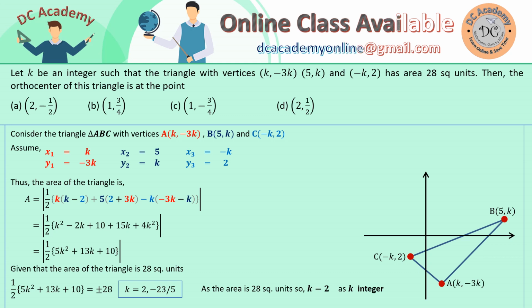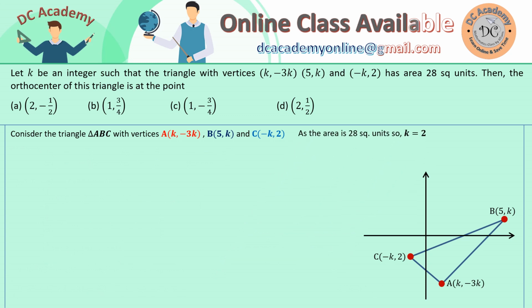So the first step of this problem is solved now. As k is obtained, we can get the exact coordinates of the points A, B, C. So let's first change that. A is (2, -6). For B, it will be (5, 2). So replace that. And for the coordinate of C, it will be (-2, 2).